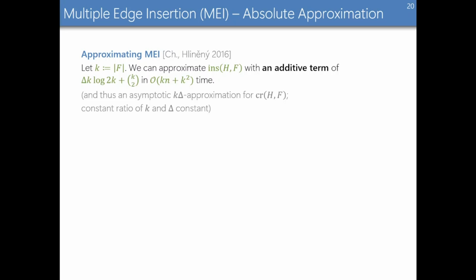What can we do to approximate the multiple edge insertion problem more effectively? Well, we can do it, and it's not a relative approximation, which is the typical approximation that you have. It is a relative approximation, like you need twice the number of crossings or 10 times the number of crossings. Here we have an absolute approximation. It's just an additive term of too many crossings that you add, and this additive term is only dependent on the number of edges that you insert and the maximum degree in the graph.